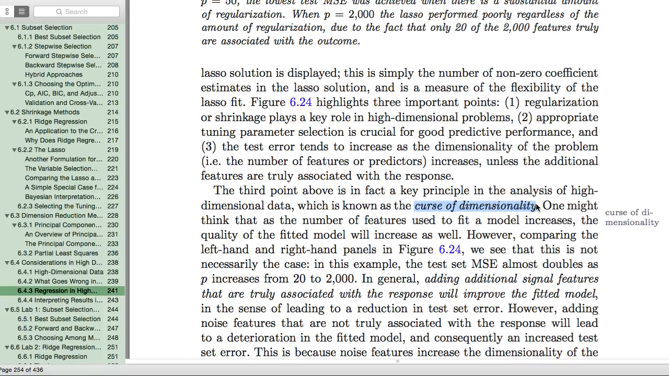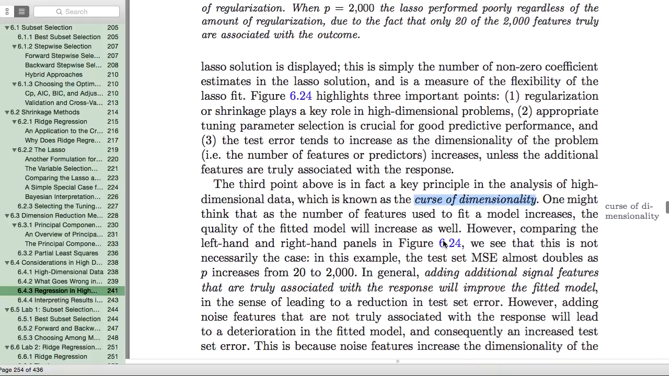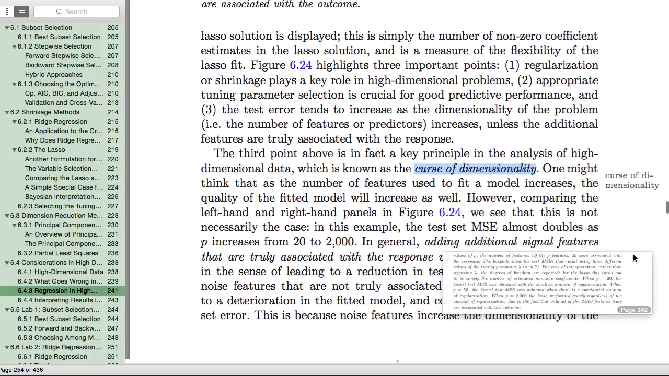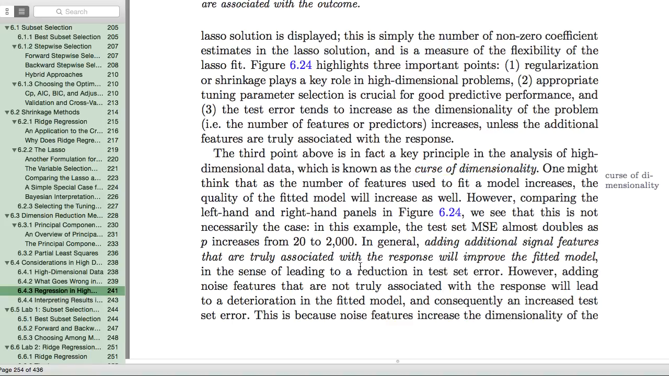We have this problem that the more features we add to the model, it's not necessarily the case that we have a better predictor or a better model. Adding additional signal features that are truly associated with the response will improve the fitted model, but we don't know in advance whether these are truly associated with the test data. We only know that they're associated with the training data.